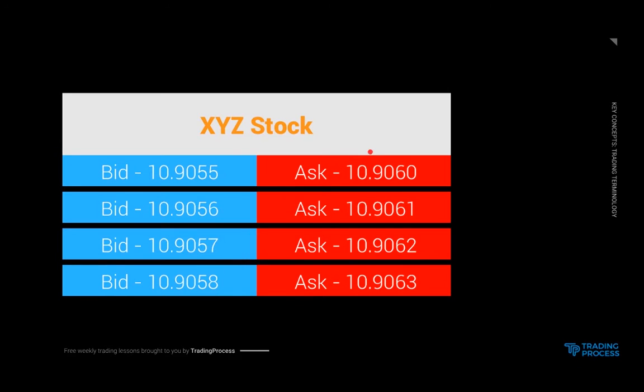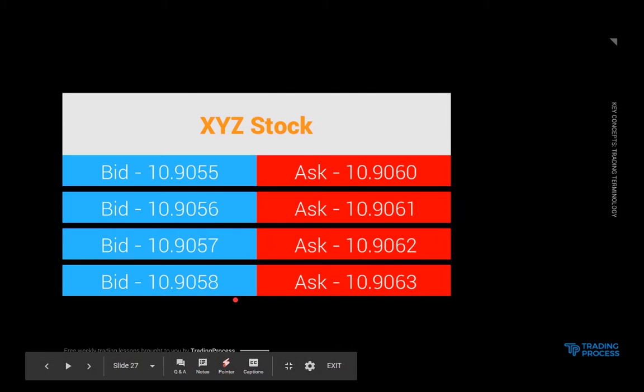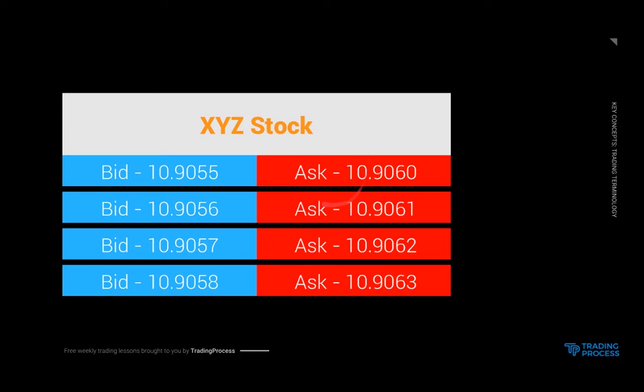So let's assume that the price keeps going up. At 10.9061, our bid will be 10.9056. And here we've made 1 basis point profit. So the more the ask price increases, so does the bid, and this is when we make a profit. So when we buy the ask, our profit is calculated based on the bid price.